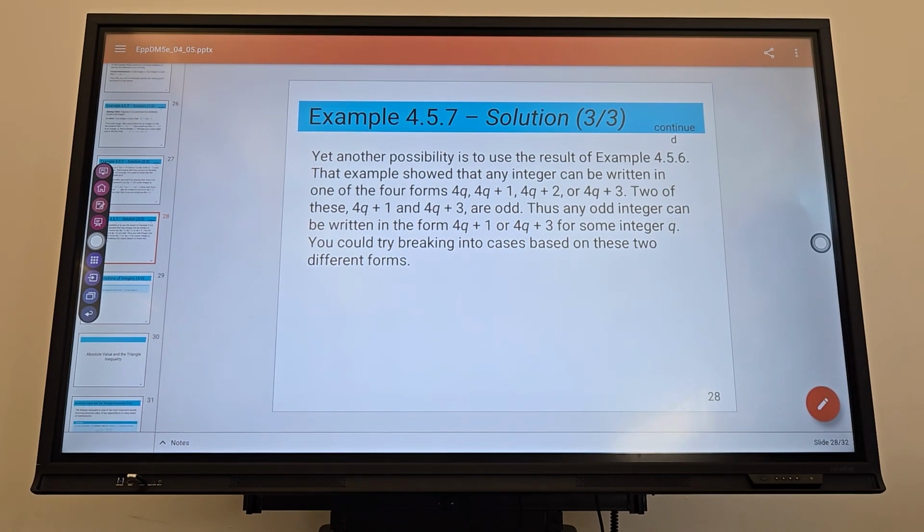Yet another possibility is to use the result of 4.5.6. That example showed that any integer can be written in one of four forms: 4q, 4q plus 1, 4q plus 2, 4q plus 3. Of these, 4q plus 1 and 4q plus 3 are odd. Thus, any odd integer can be written in the form 4q plus 1 or 4q plus 3 for some integer q. You could try breaking into classes based on these two different forms.